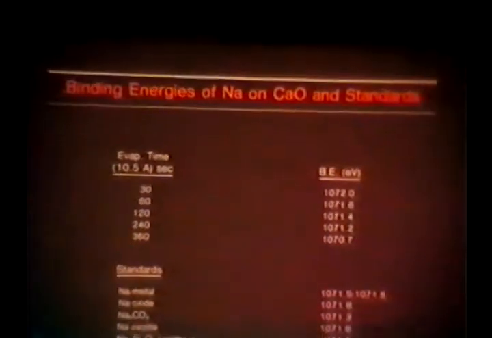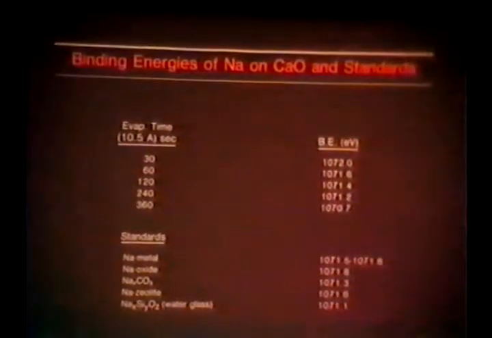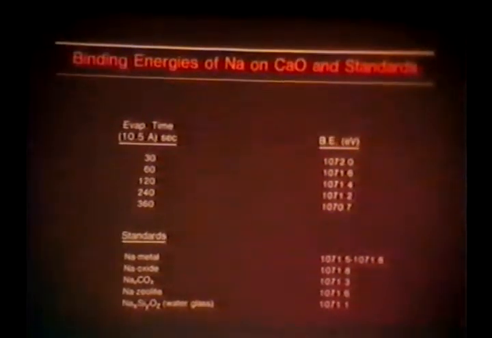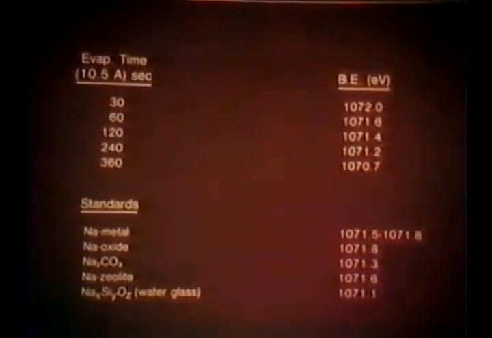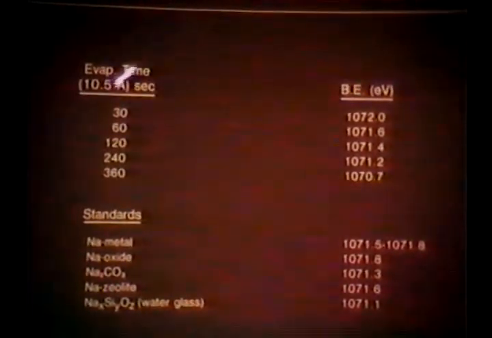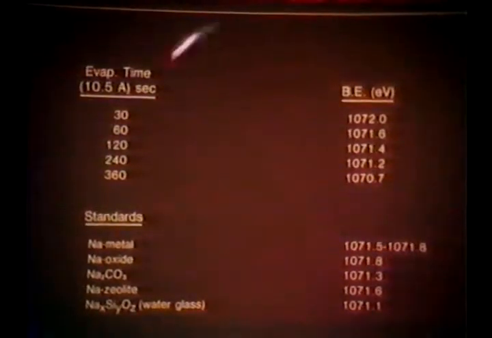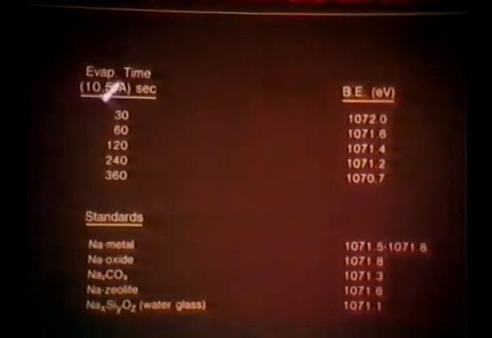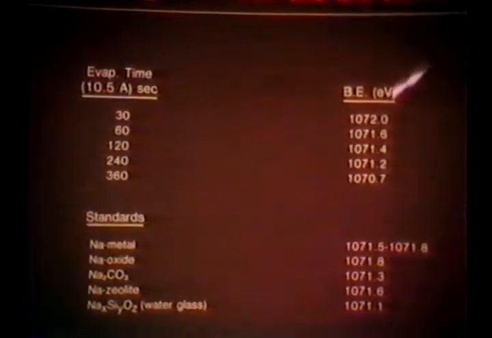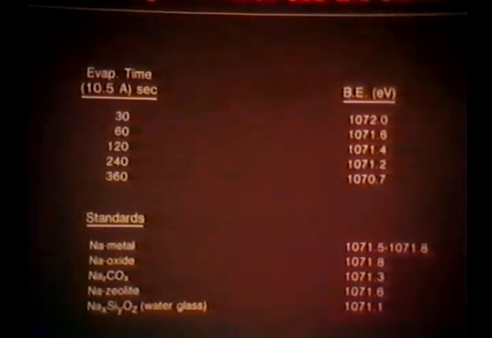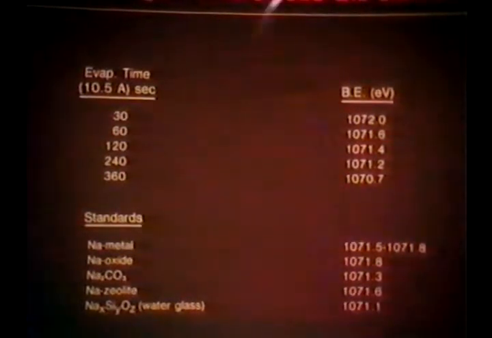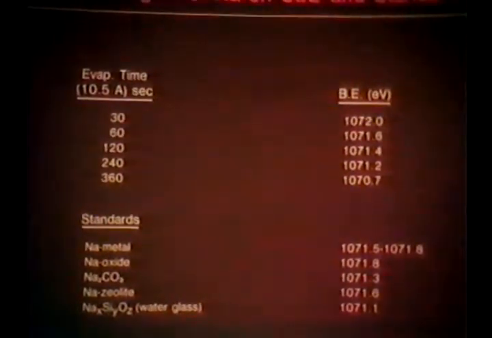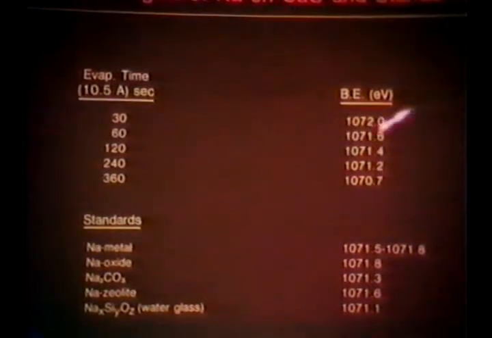Now let's look at the sodium evaporation data on calcium oxide. Here the binding energies of the sodium deposited on calcium oxide are listed as a function of evaporation time. There was an increase in sodium coverage with increasing evaporation time. However, the binding energy decreases with increasing evaporation time. So this indicates that the first few layers of sodium may be interacting with the calcium oxide surface by donating electrons. That may be the reason for the higher binding energy at lower coverages.